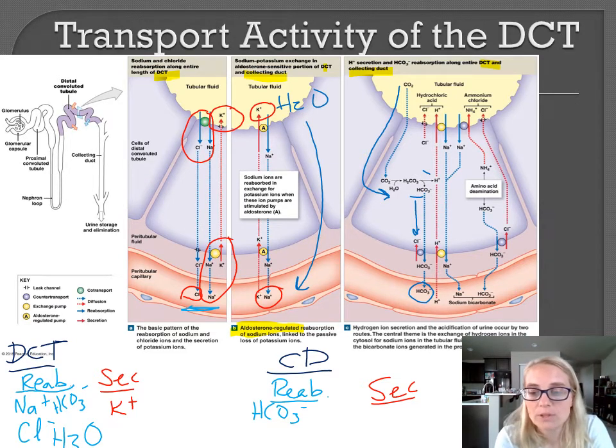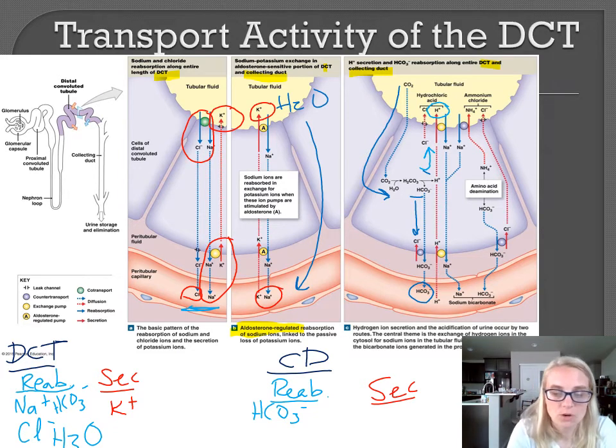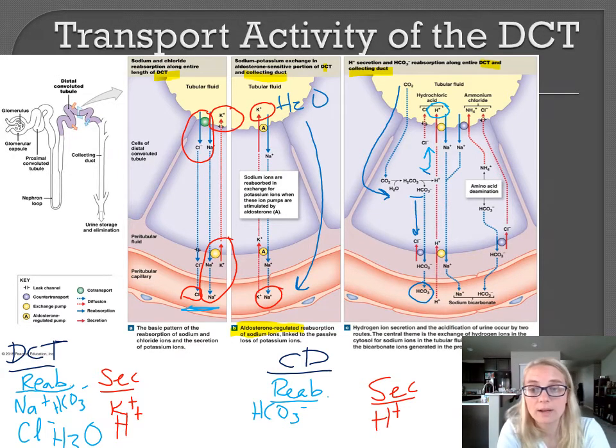So now, where does the other half of that product go? The hydrogen ions get counter-transported with sodium. So we are going to actively pump, so it's an exchange pump. We're going to pump hydrogen ions out. So we are going to secrete hydrogen ions in both places. All right, so we're keeping track of everything.